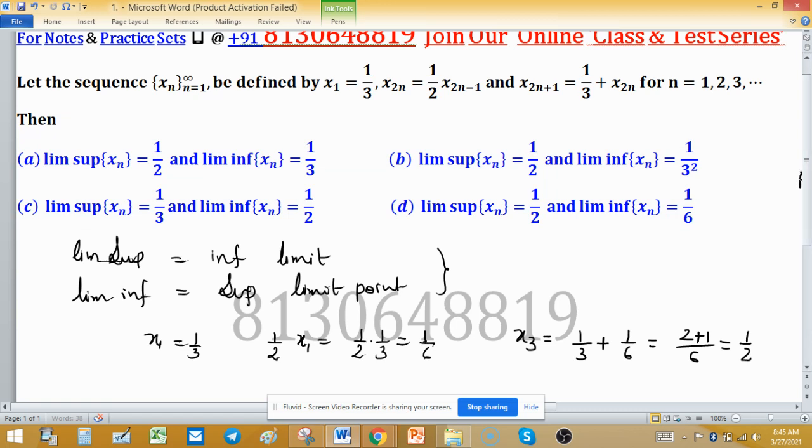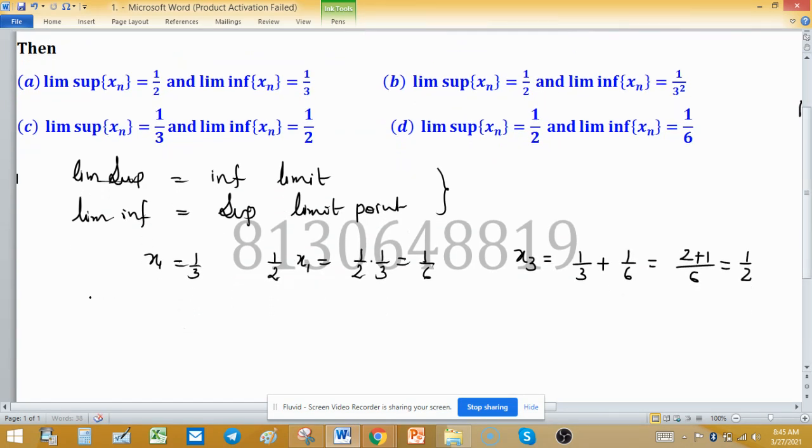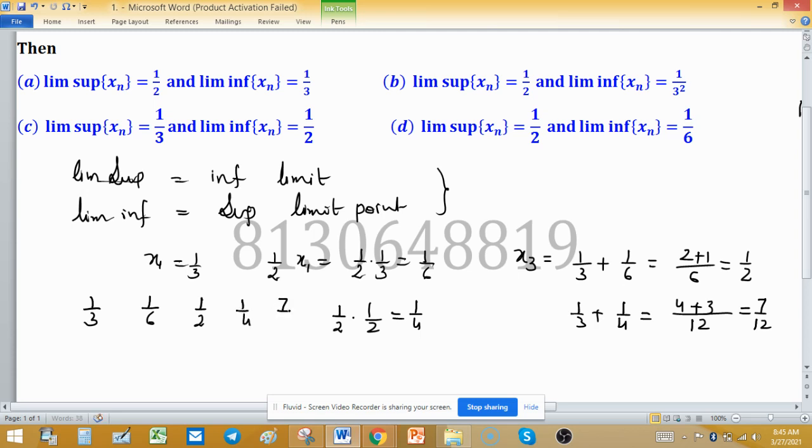So a few terms of the sequence are 1 upon 3, this is the first term, the second term is 1 upon 6, and the third term is 1 upon 2. You can compute other terms as x4. x4 will be 1 upon 2 into 1 upon 2, this is equal to 1 upon 4, and x5 is 1 upon 3 plus 1 upon 4. This is equal to, taking 12 as the LCM, 4 plus 3 is 7 by 12. So 1 upon 4, 7 by 12.